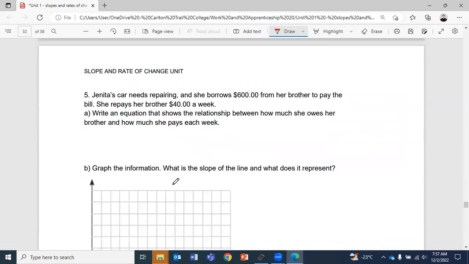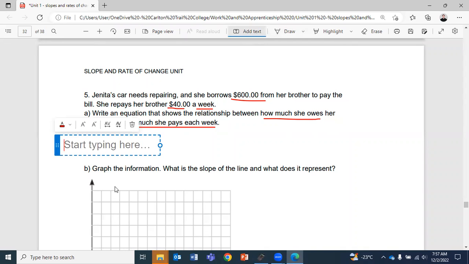Okay, question 5. Janina's car needs repairing, and she borrows $600 from her brother to pay for the bill. She repays her brother back $40 a week. Write an equation that shows the relationship between how much she owes her brother and how much she pays each week.